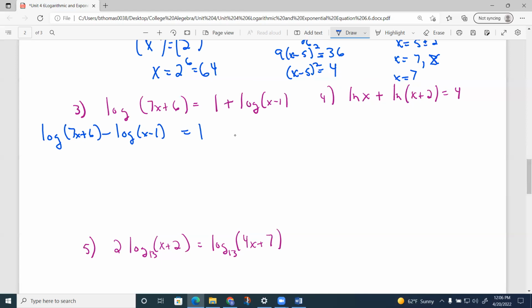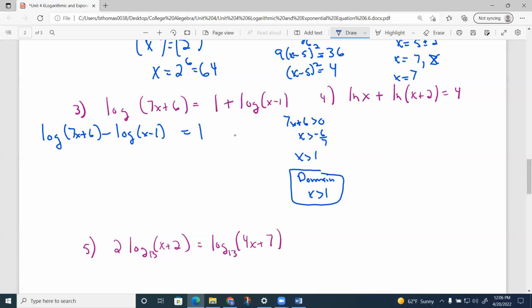Let me go ahead and do that domain restriction. So 7x plus 6 must be greater than 0, so x must be greater than negative 6/7. And the other one is x has to be greater than 1. The most restrictive is x is greater than 1. So our domain becomes x is greater than 1 because it's the most restrictive. If we put that on a number line, you would see that 1 would be the one that's most restrictive.